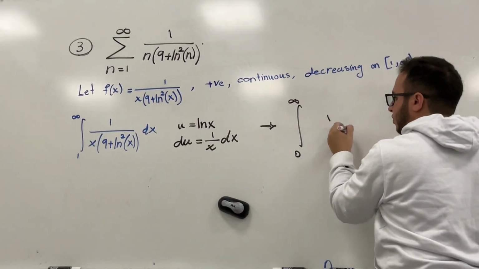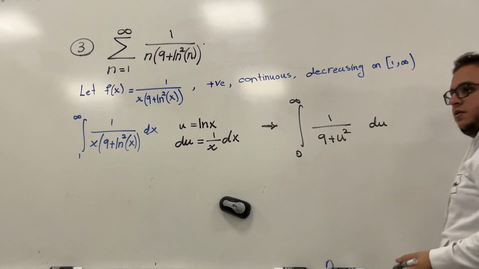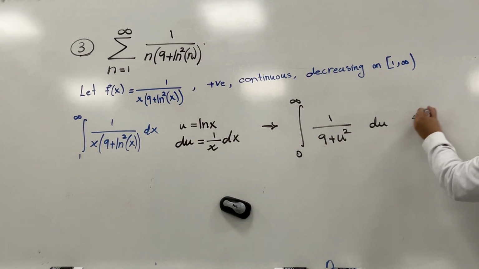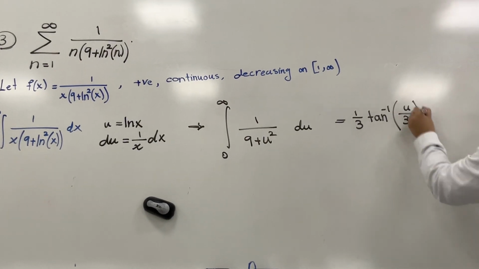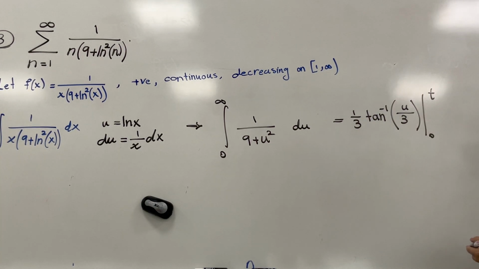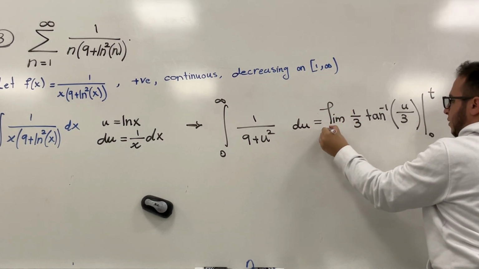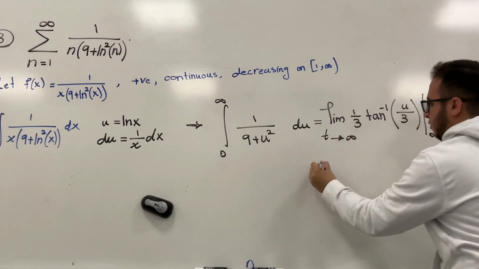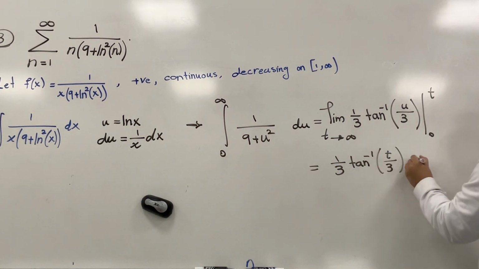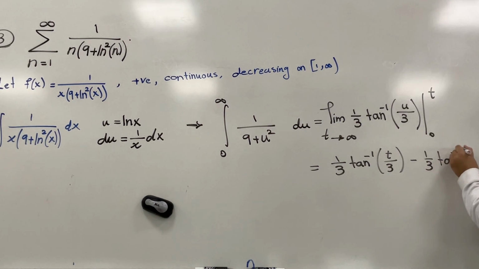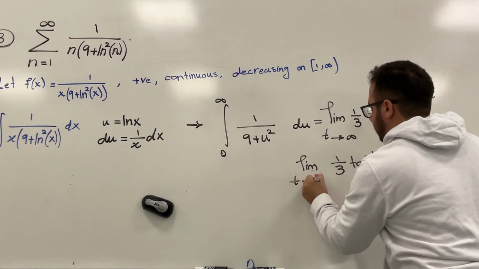And this becomes 1 over x dx is du. And then 1 over 9 plus u squared. How do you solve this? What is this? 1 over 3 tan inverse u over 3 from 0 to t. And then limit as t goes to infinity, right? Don't forget that. So what do you get? 1 over 3 tan inverse t over 3 minus 1 over 3 tan inverse of 0, right? And then again, limit as t goes to infinity.